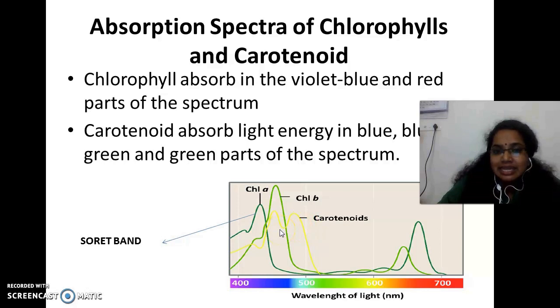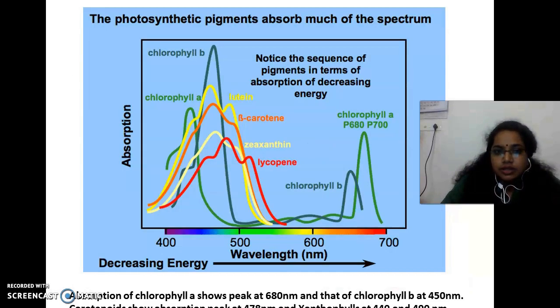Carotenoids absorb light energy in the blue, blue-green and green parts of the spectrum. Chlorophyll B and chlorophyll A have almost similar absorption spectra. So these are the absorption spectra of chlorophyll and carotenoid. Absorption of chlorophyll A shows a peak at 680 nanometer and that of chlorophyll B at 450 nanometer. Carotenoid shows absorption at 478 nanometer and xanthophyll at 440 and 400 nanometer respectively.